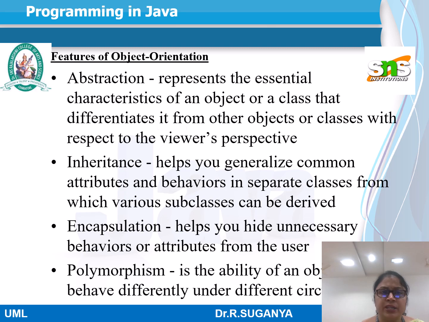The features of object orientation are abstraction, inheritance, encapsulation, and polymorphism. Abstraction means it represents the essential characteristics of an object or a class. Inheritance means we have some common attributes and behavior from various subclasses. Encapsulation means hiding behaviors or attributes from the user. Polymorphism is the ability of an object to behave differently; it has different forms.